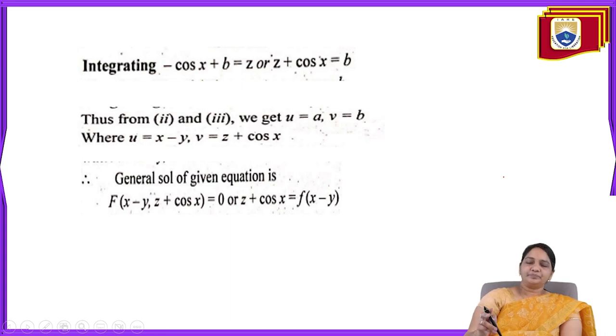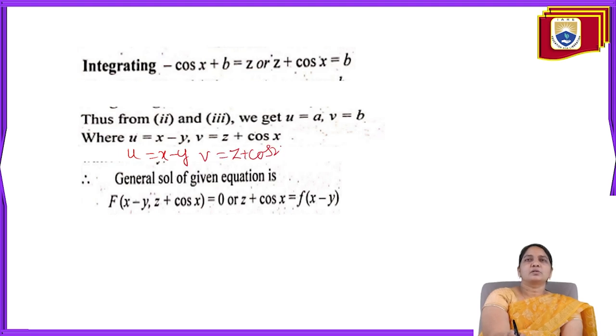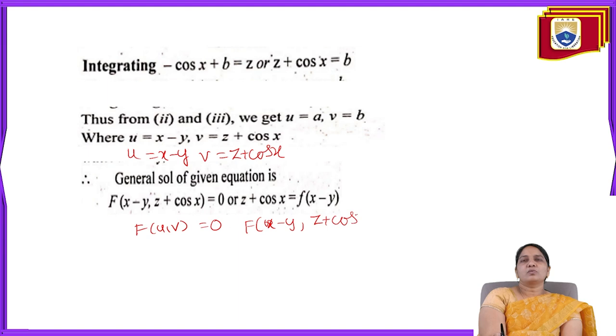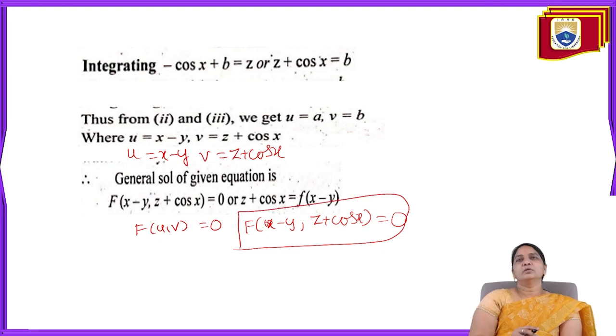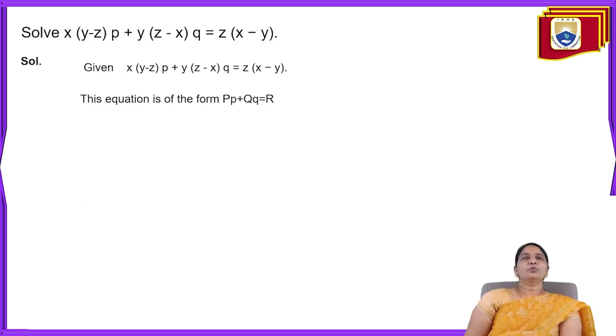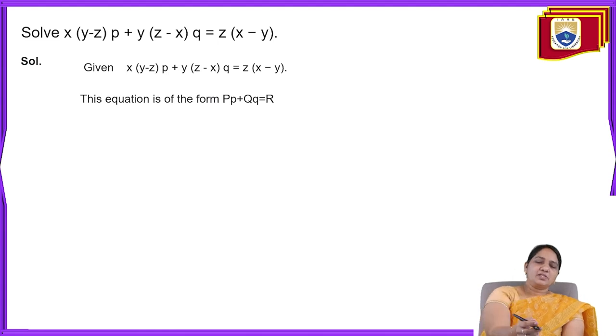So finally u is x minus y and v is z plus cos x. Now I am writing the general solution, f of u comma v equal to 0. So f of u is x minus y comma v is z plus cos x equal to 0. So this is our final general solution after simplification. No problem, you can see this.